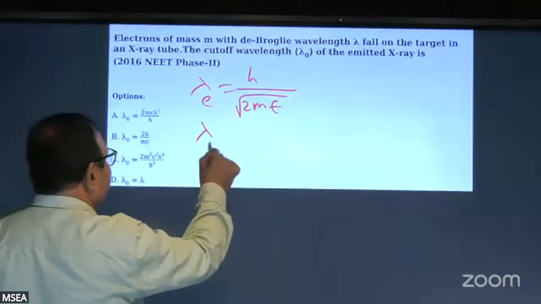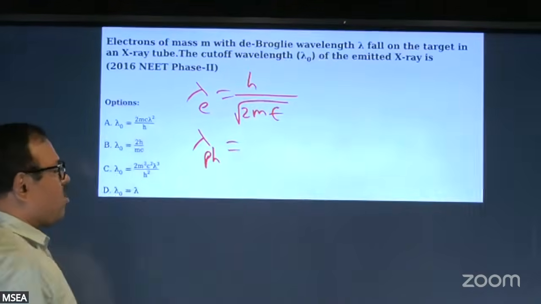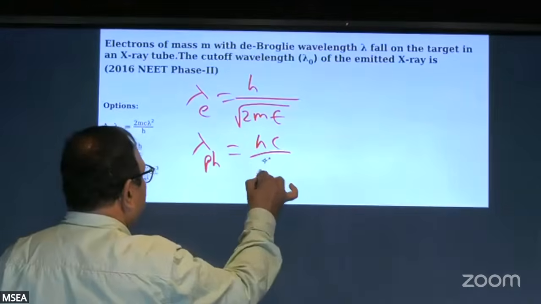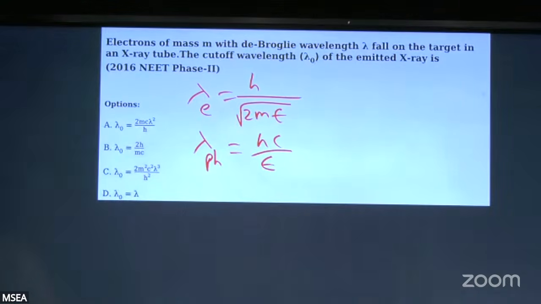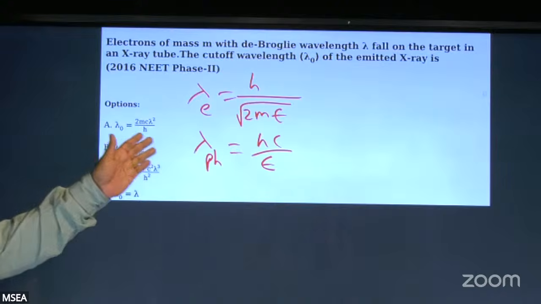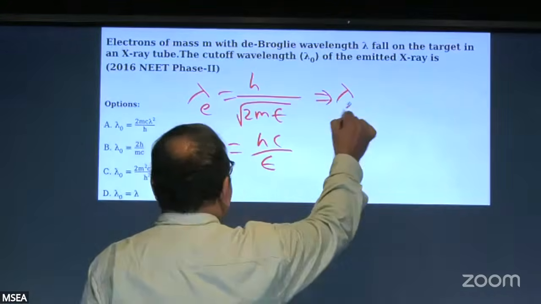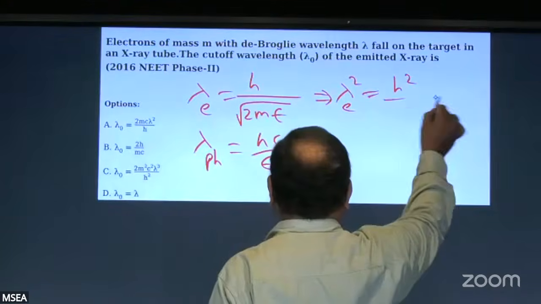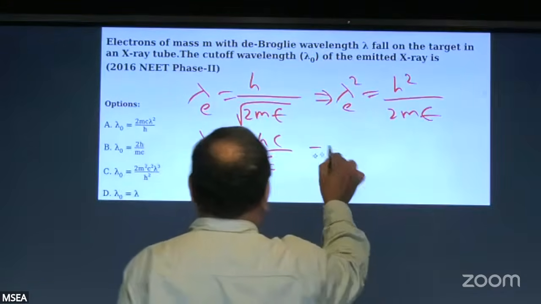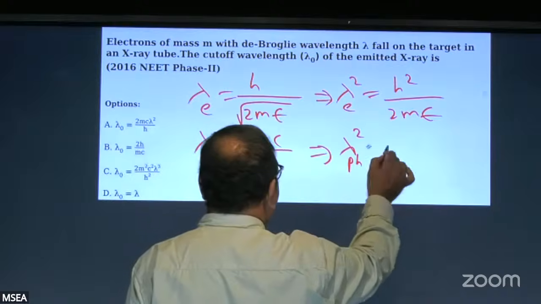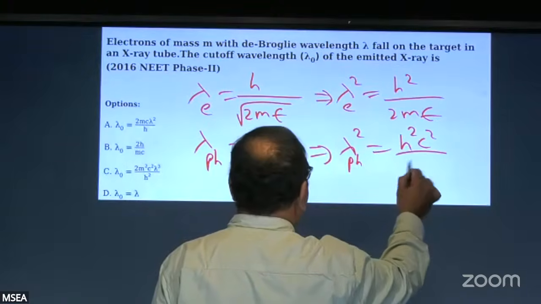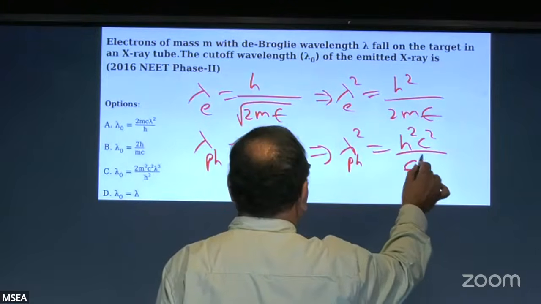So whenever a photon is given, let us take the photon, this is hc by E. So they ask what here, suppose they have the same energies. If I take the square on both sides, we get 2mE, and lambda photon square is h square c square by E square.